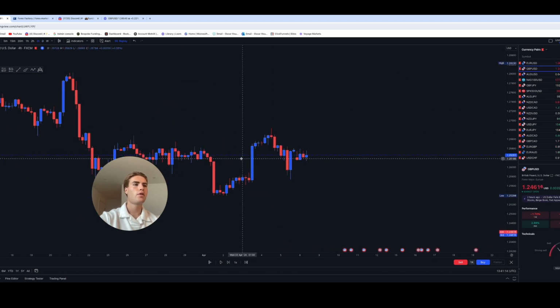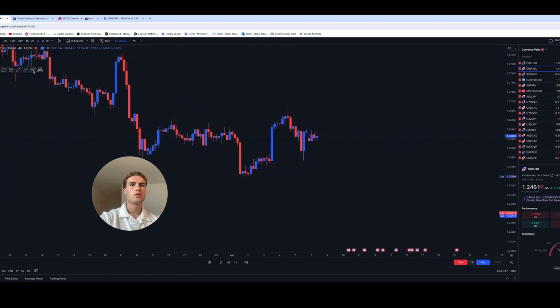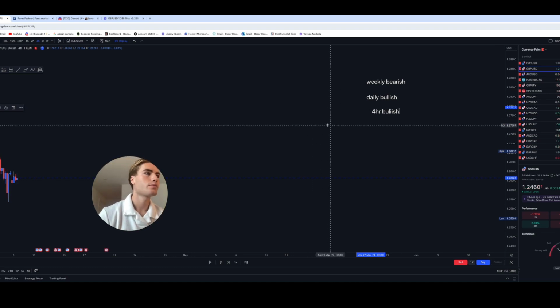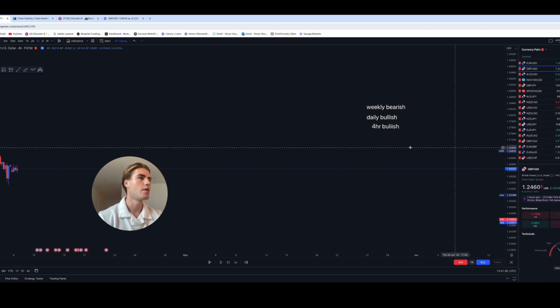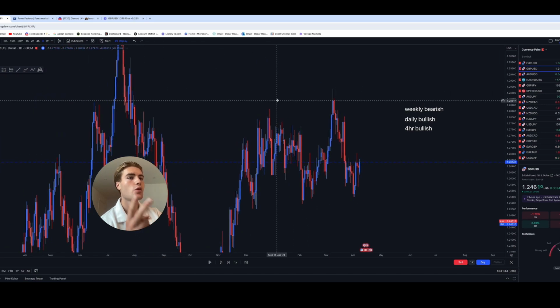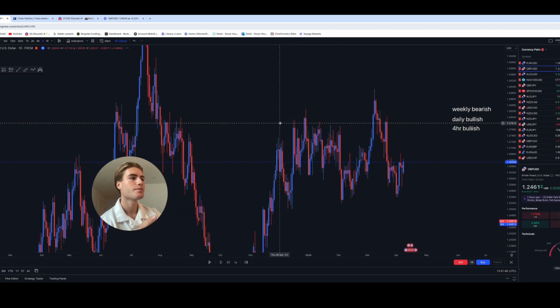and then the 4 hour, this is your low, high, and this is all a zone where we're going to get a retracement. That is also bullish. 4 hour bullish. Sorry, my bad on the spelling there. So now we've looked at the 3 different time frames, and we've got 2 out of the 3 which are bullish. So that means we're looking for a buy at this point.